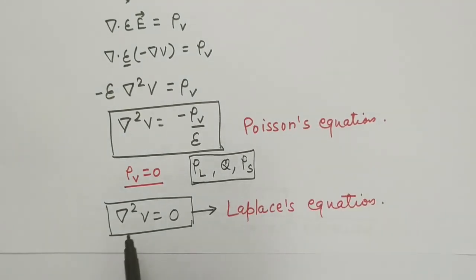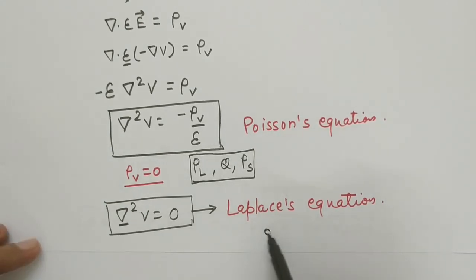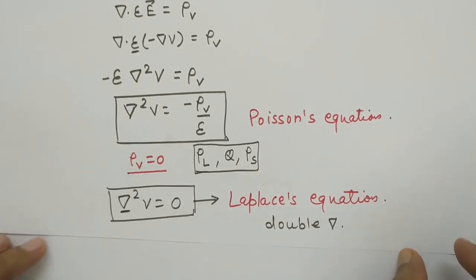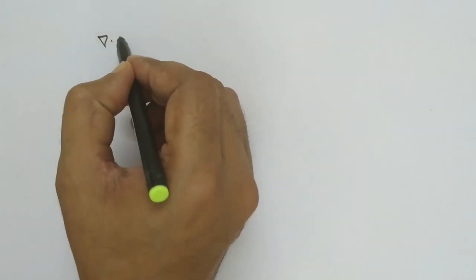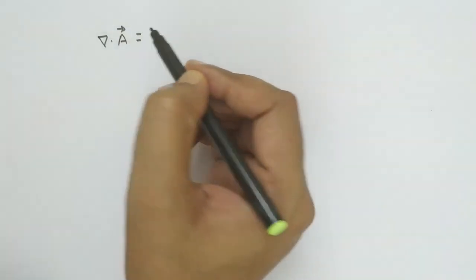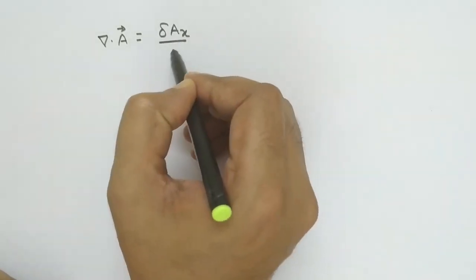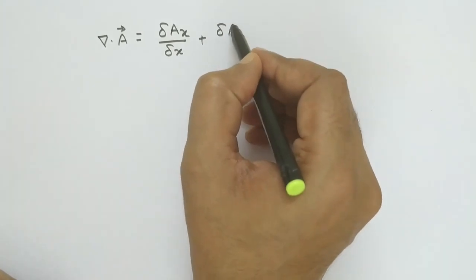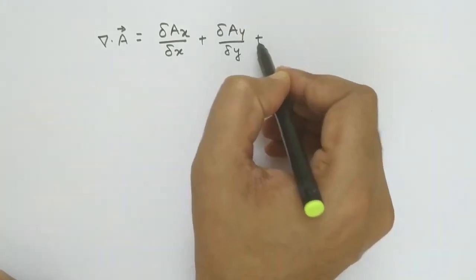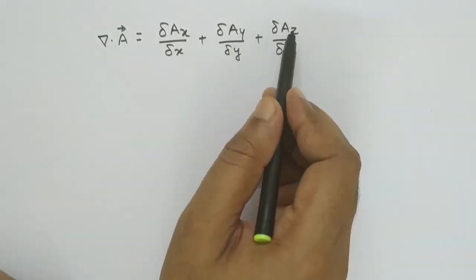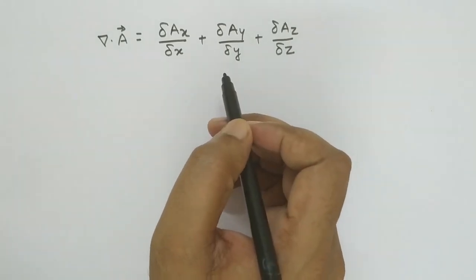So here, first of all, we are going to discuss this new term, which is del square, often known as double delta. And this double delta we are going to find out. As we know from the divergence formula, del dot A, that means the divergence of a vector A, is given by del AX by del X plus del AY by del Y plus del AZ upon del Z, where AX, AY and AZ are the X, Y, Z components in the rectangular coordinate system.